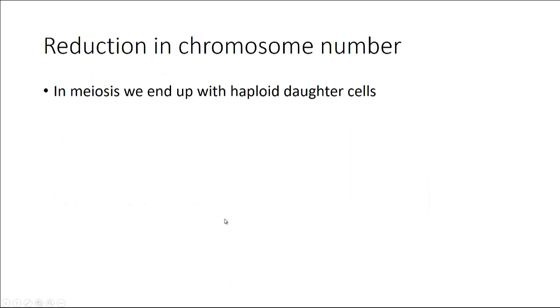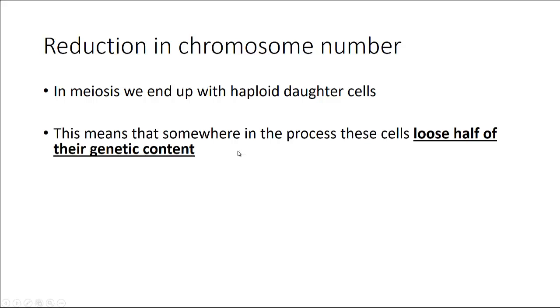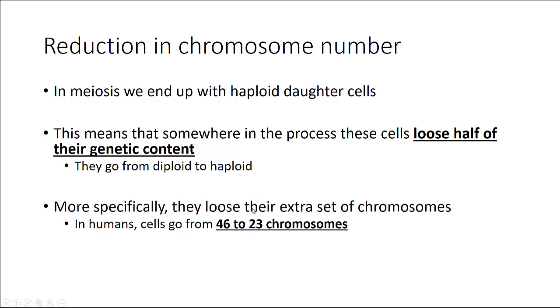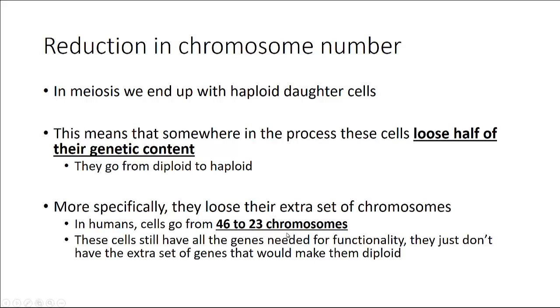The next key event is the reduction in chromosome number. In meiosis, we end up with haploid daughter cells, as I mentioned before. This means that somewhere along the process, we lose half of the genetic content, specifically 1/2 of the homologous chromosomes. This is where they go from diploid to haploid. In humans, for example, our cells go from 46 to 23 chromosomes, as we showed earlier. So they still have all the genes for functionality, they just don't have the extra set of DNA. Each sperm and each egg technically carry all the information you need, they just don't have two copies of it. And so each of those will carry 1/2 of the overall total.